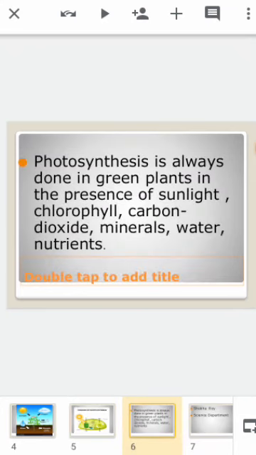Photosynthesis is always done in green plants in the presence of sunlight, chlorophyll, carbon dioxide, minerals, water, nutrients. So, this is clear from the diagram and also with the explanation, the topic of photosynthesis is completed. So children, the photosynthesis topic is a very interesting topic. You have to learn the topic photosynthesis. Okay.